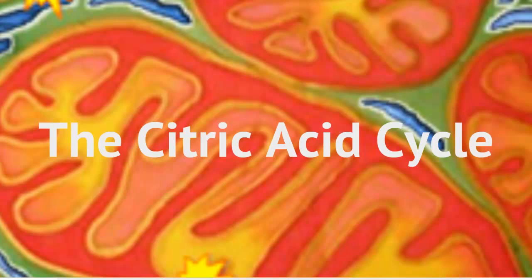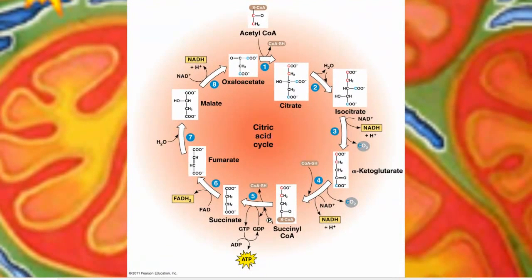These pyruvate molecules are then transferred into acetyl-CoA and enter the citric acid cycle. The citric acid cycle looks a little scary, but we are only going to address the big ideas. Let's take a look at this process.